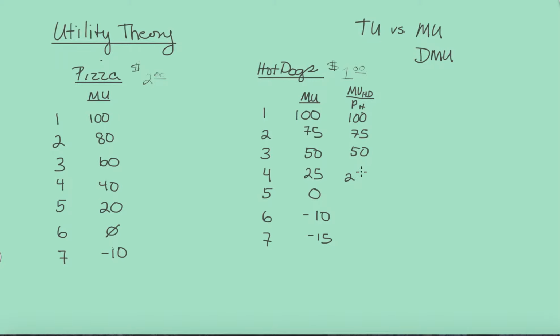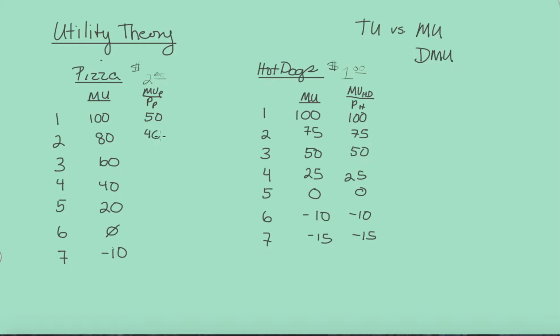Oops, it's 25, 0, -10, and -15. Okay, now over here, the marginal utility of pizza divided through by the price of pizza. Well, pizza is $2, so we would take 100 and divide through by $2, which will give me 50 utils per dollar. So here we see that he has 50 utils of satisfaction per his first slice of pizza when we're looking at it on a per dollar basis.